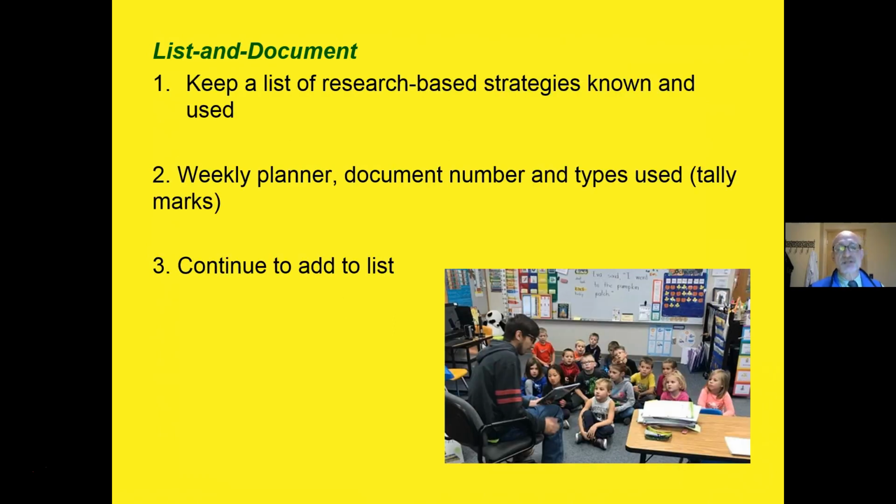And the third one is list and document. Here you keep a list of research-based strategies that you know and you use. Just keep a list someplace in your planner or someplace that you know. These are what research says I should be using. In your weekly planner, document the number and types of strategies used, and I would keep tally marks of some sort. So you can look back over the week and say, here are the research-based strategies I used, when I used them, and for what purpose. So that gives you some good quantitative data. And of course, it shows you how much or how little you are using these different strategies.